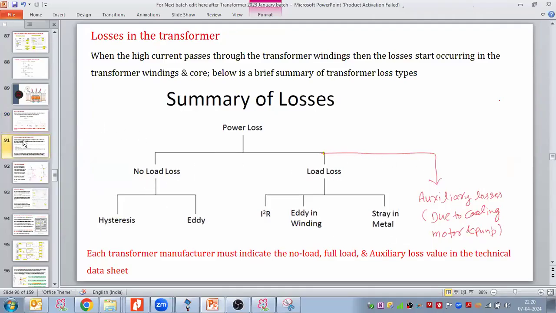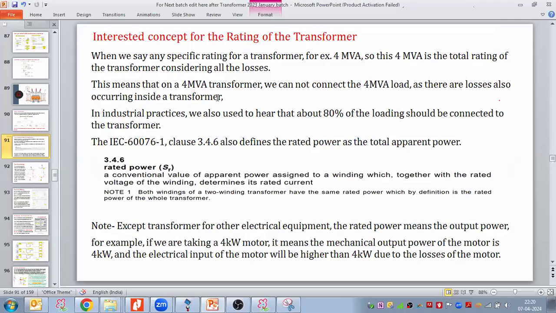This means that on a 4 MVA transformer, we cannot connect a 4 MVA load, as there are losses also occurring inside a transformer. In industrial practice, sometimes we hear that we should do 80% or 85% loading of the transformer. So I think we can relate this to loading also. We used to hear that about 80% loading should be connected to the transformer.